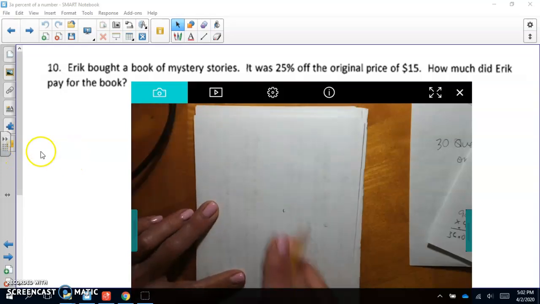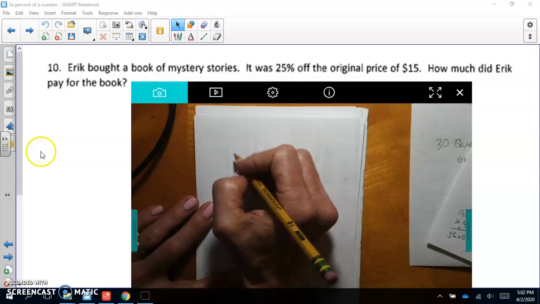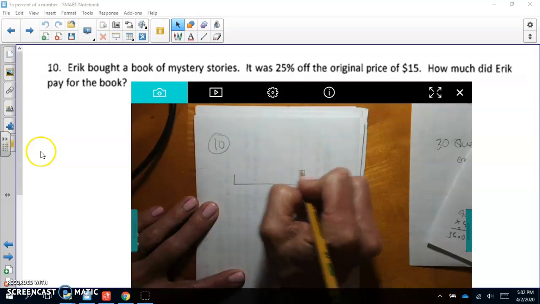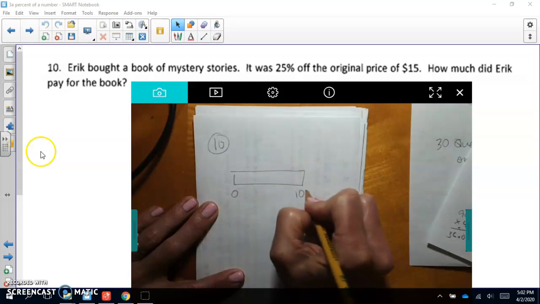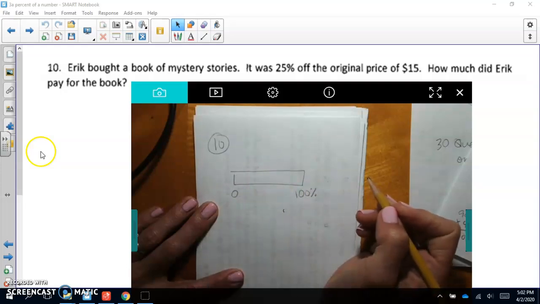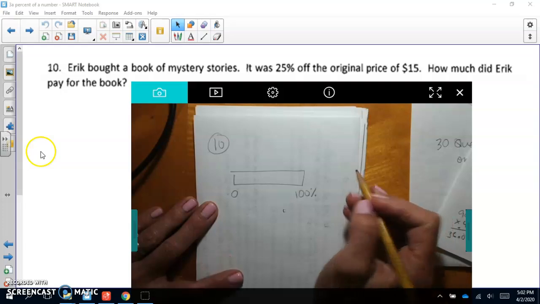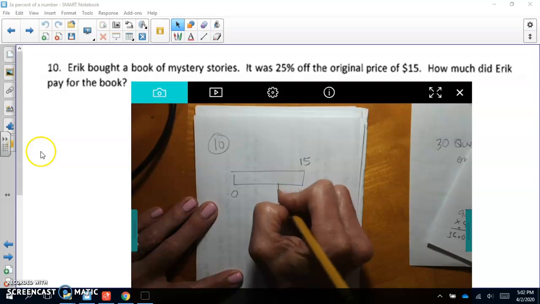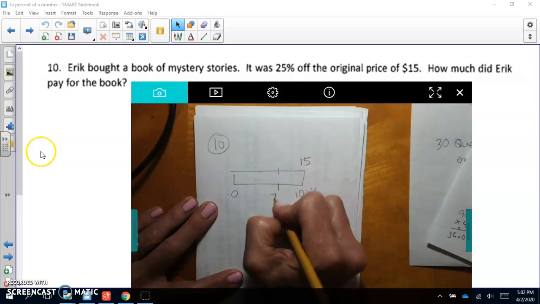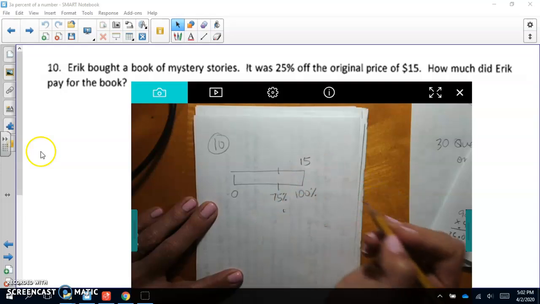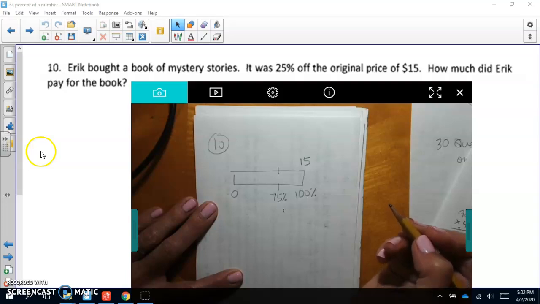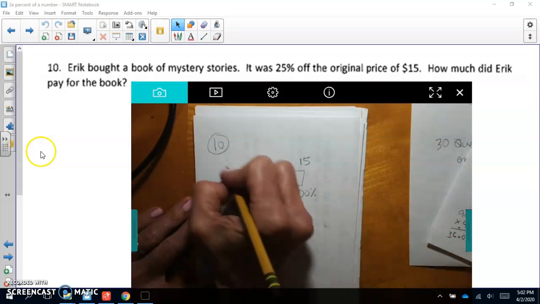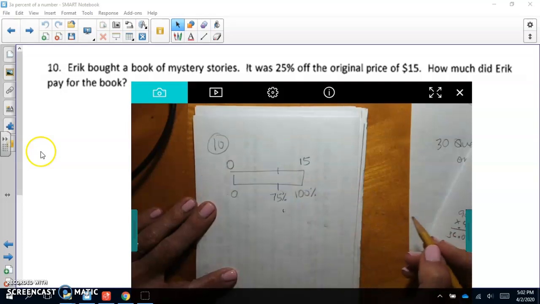All right, so Eric bought this. It was 25% off the original price of $15, and this is number 10. All right, so 0%, 100%. It's 25% off of the $15. $15 is the original price. So if it's 25% off, that means we have to pay 75%. Okay, so this is the part we're going to have to pay. This is the savings part. So that would be 0 to 15.